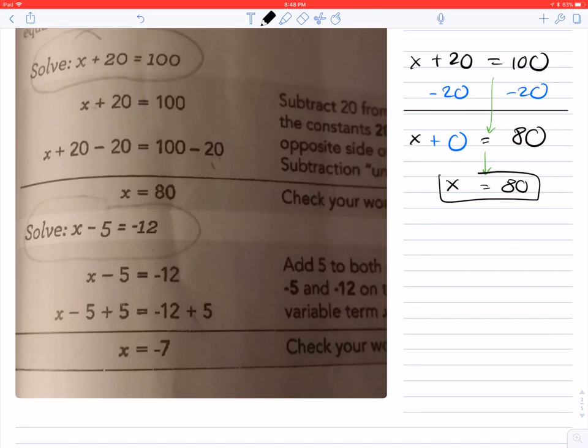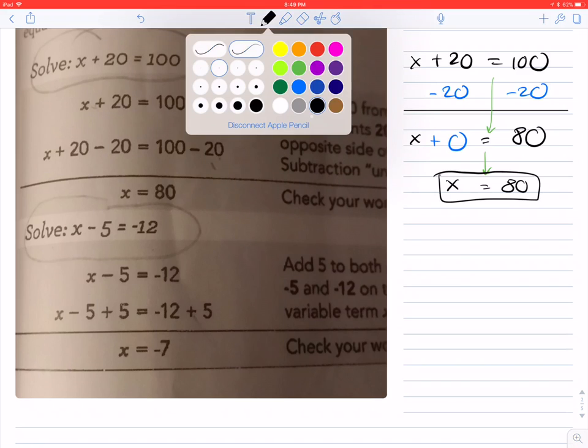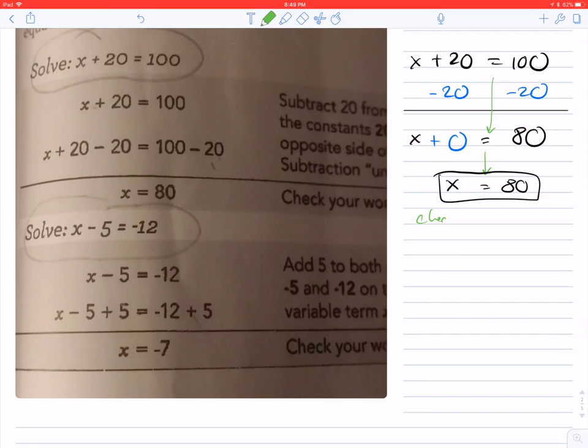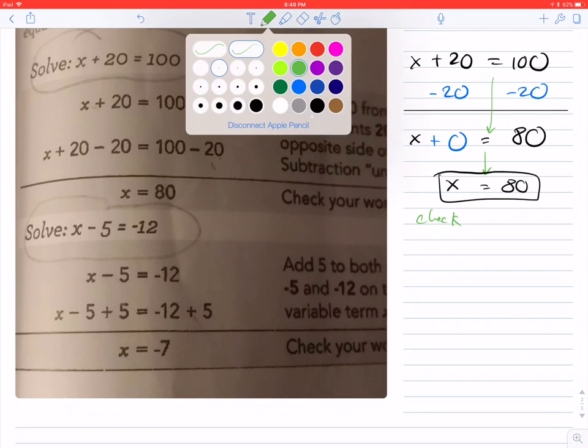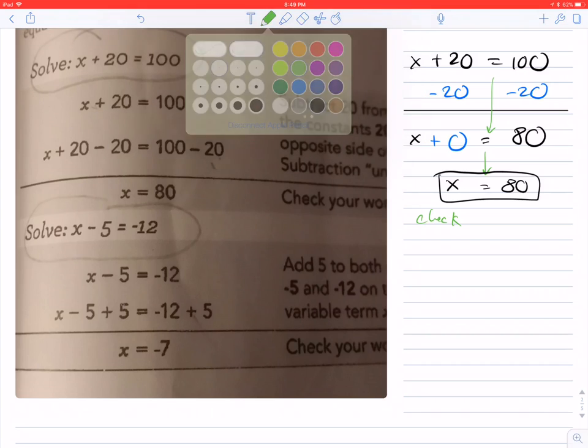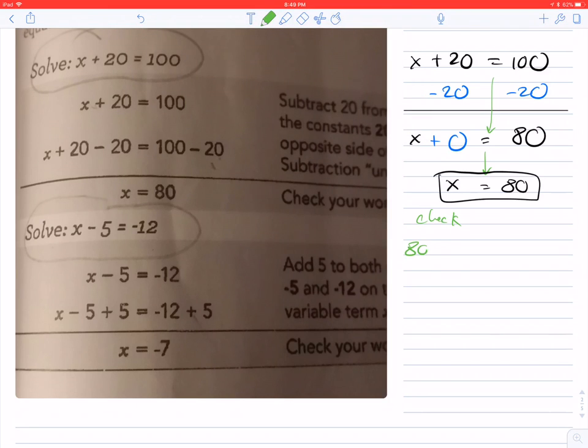Okay? Now, if this is our result, the thing that made me fall in love with math, what does it mean for x to be equal to 80, right? What does that mean? That means that if you say 80 plus 20, it should give you 100. So let's do a quick check. Does this make sense in the original question? So if we said 80 plus 20, the question is, does that equal 100? Yeah, because 100 equals 100. Okay.